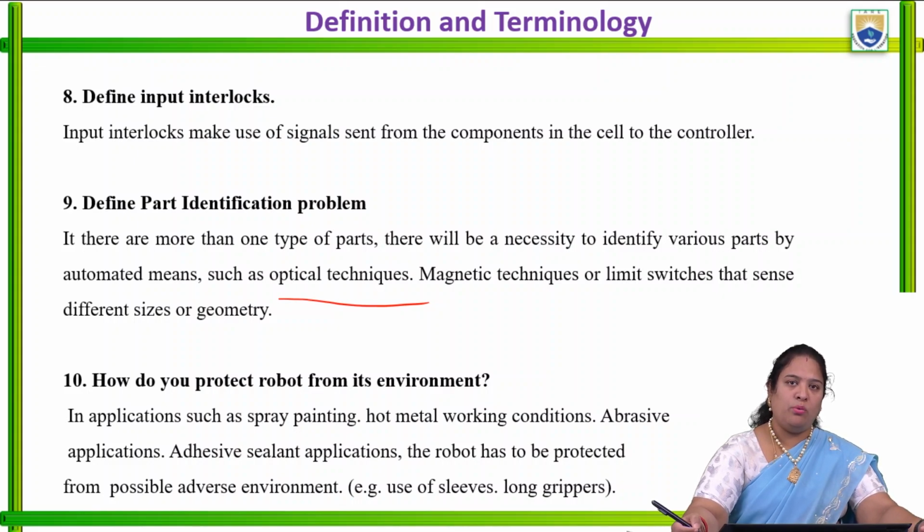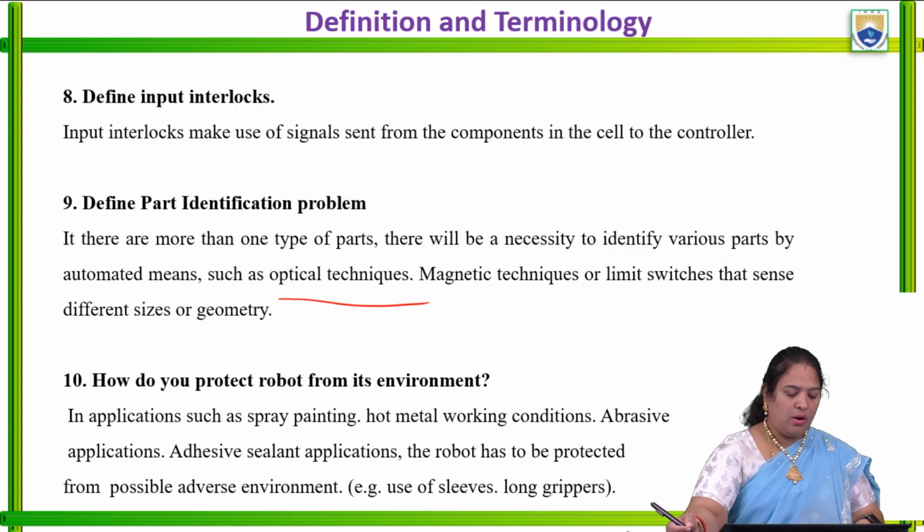That is, in the robot, if any of the parts has a problem, for example, near joint one there is some rust being generated and it does not have easy movement, that particular part identification problem will be handled with the help of optical techniques. And we also have other types of techniques like magnetic techniques or limit switches that sense different size or geometry. That is known as the part identification problem.